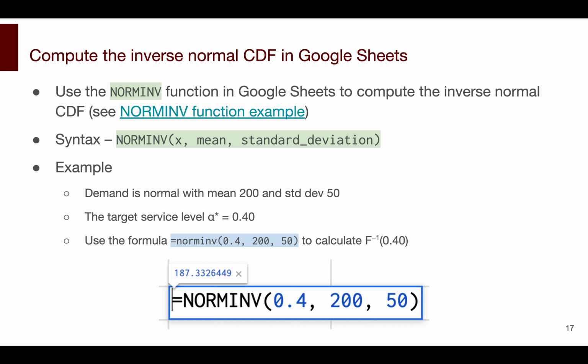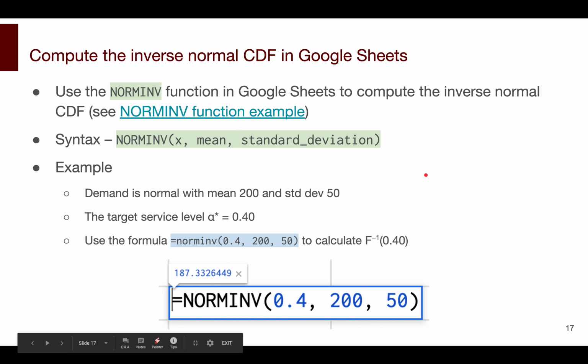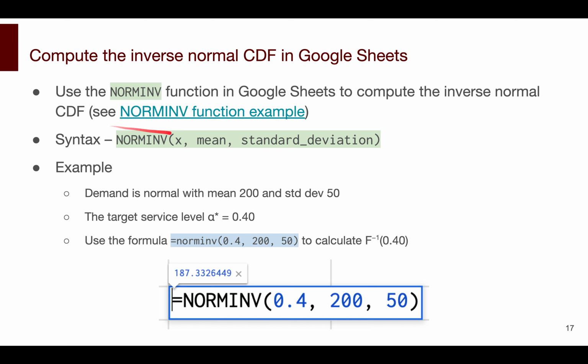For the inverse CDF, you can actually compute it using Google Sheets. For your quiz, since the quiz is online, you will be able to open a Google Sheet and compute it. If you had to take an exam or quiz offline, I would provide a table showing you the values of the inverse CDF for different probabilities.